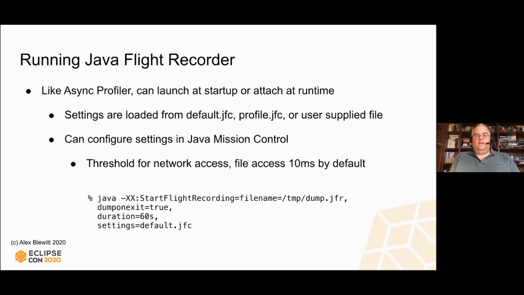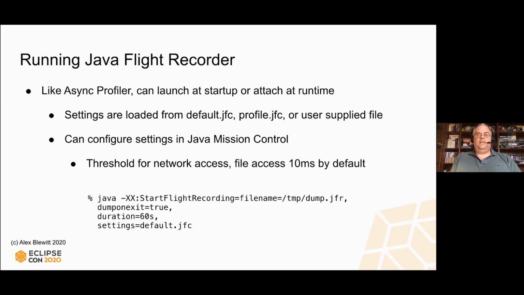Like Async Profiler, JFR can talk to an existing Java application, or it can be run from startup. You can specify a couple of default settings called default.jfc or profile.jfc. Those are located in your JRE home directory under lib/jfr, or you can construct your own XML file. You can do that either by editing the XML file that's provided there, or you can use JMC's template editor, which will allow you to create a custom dropdown of what thresholds you want to set for particular events.